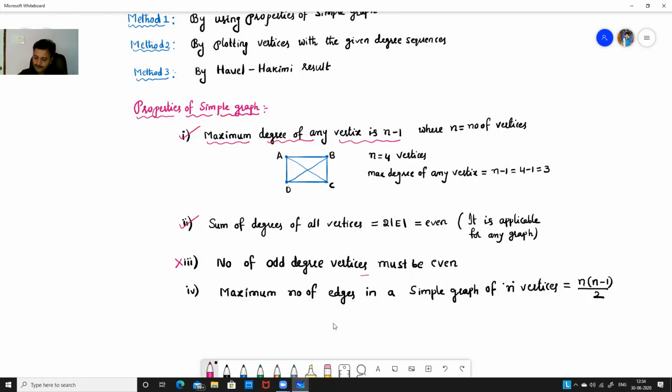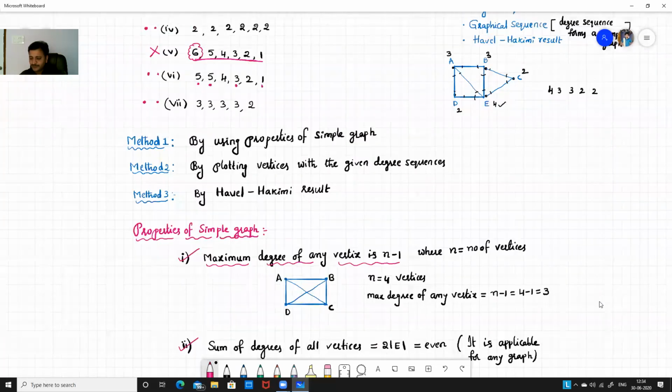Right? We can eliminate. The maximum number of edges in a simple graph of n vertices must be n into n minus 1 by 2. Maximum only n into n minus 1 by 2. Clear? Then how can I verify this property?